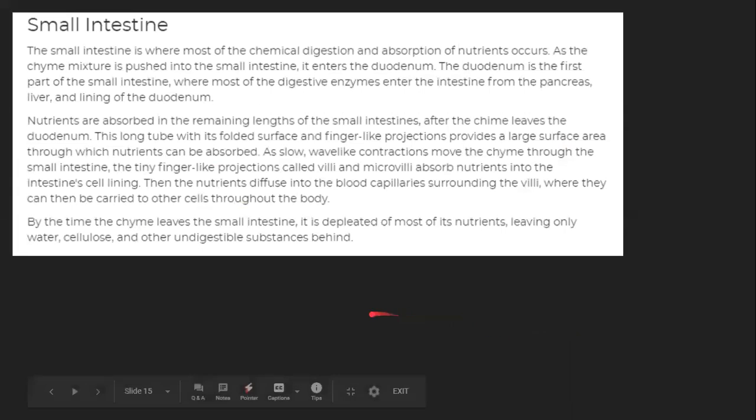So in the small intestine, a lot of things are absorbed and most of the nutrients are taken up. Right? So it says, by the time the chyme leaves the small intestine, it is depleted of most of its nutrients. Most of the nutrients, the absorption is done, leaving only water, cellulose, and other undigestible substances behind. So once you pass the small intestine, very few things that you need and can still absorb are left. Most of what's left is going to be waste products.